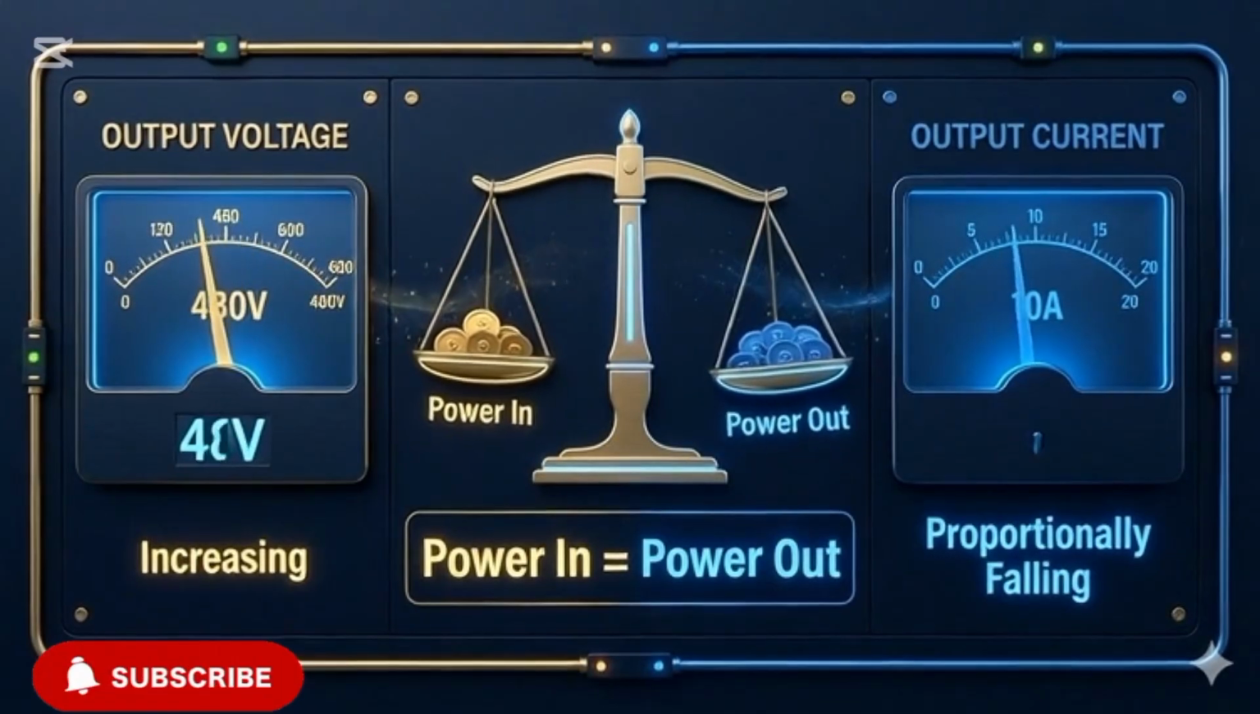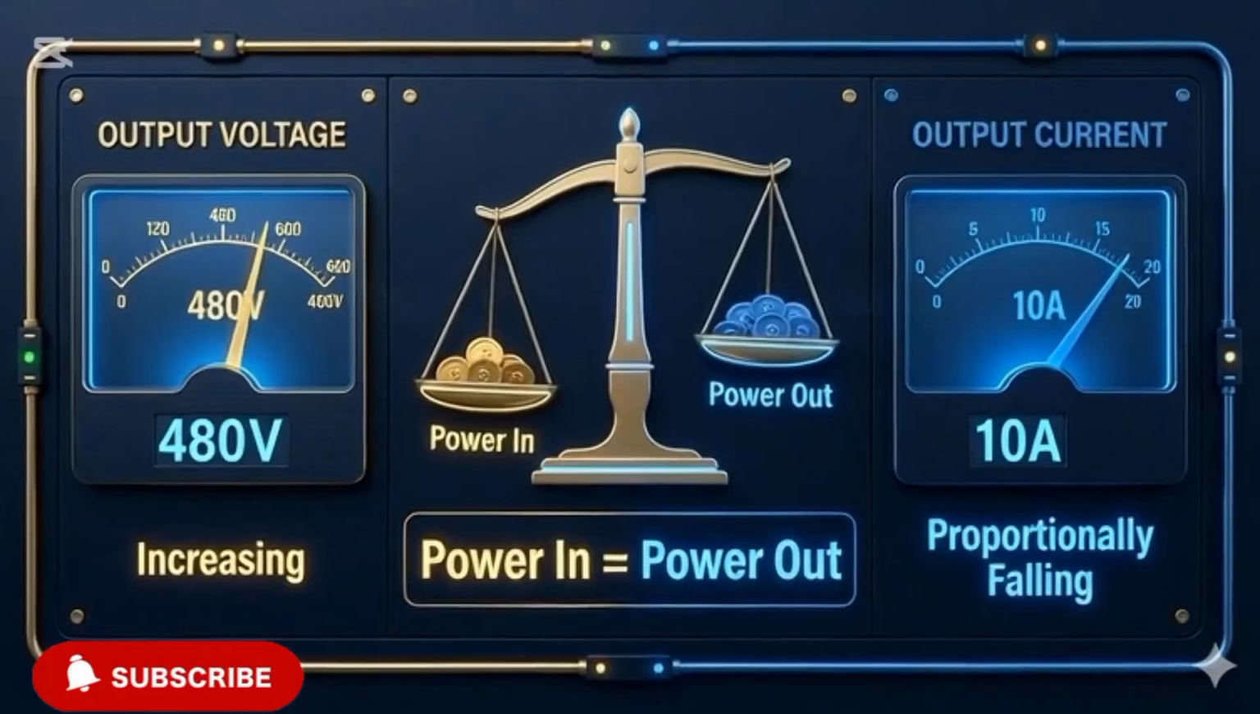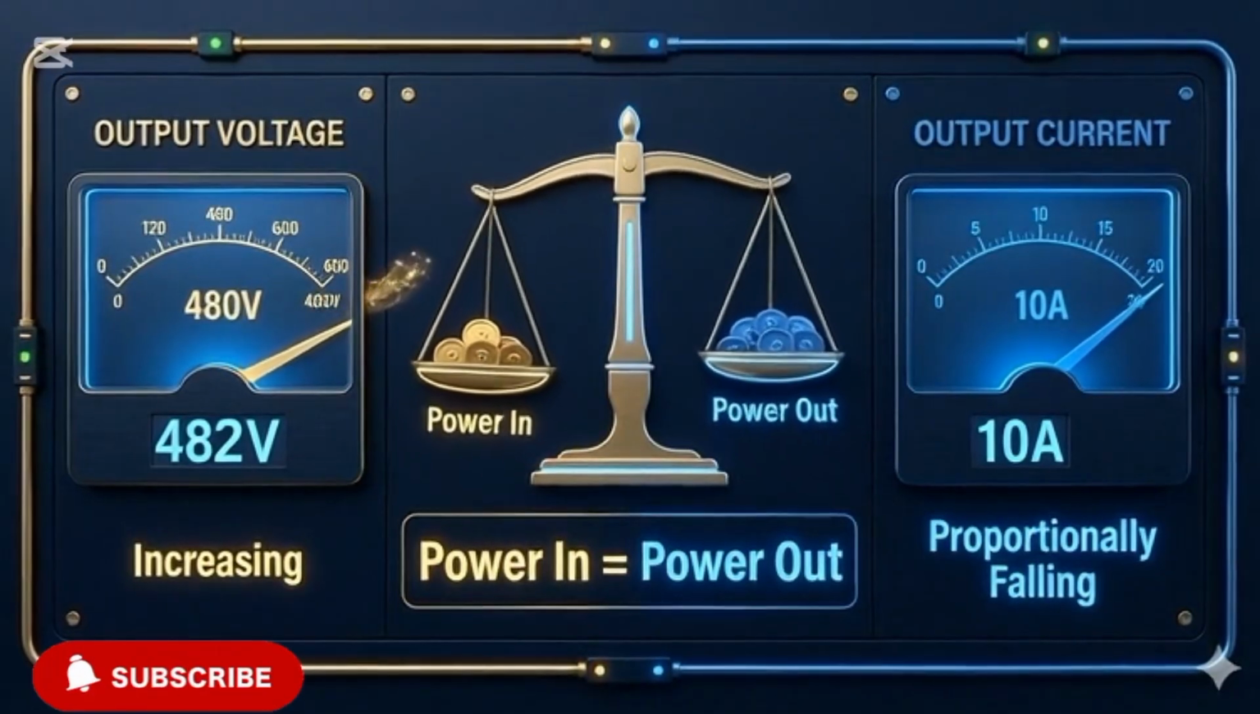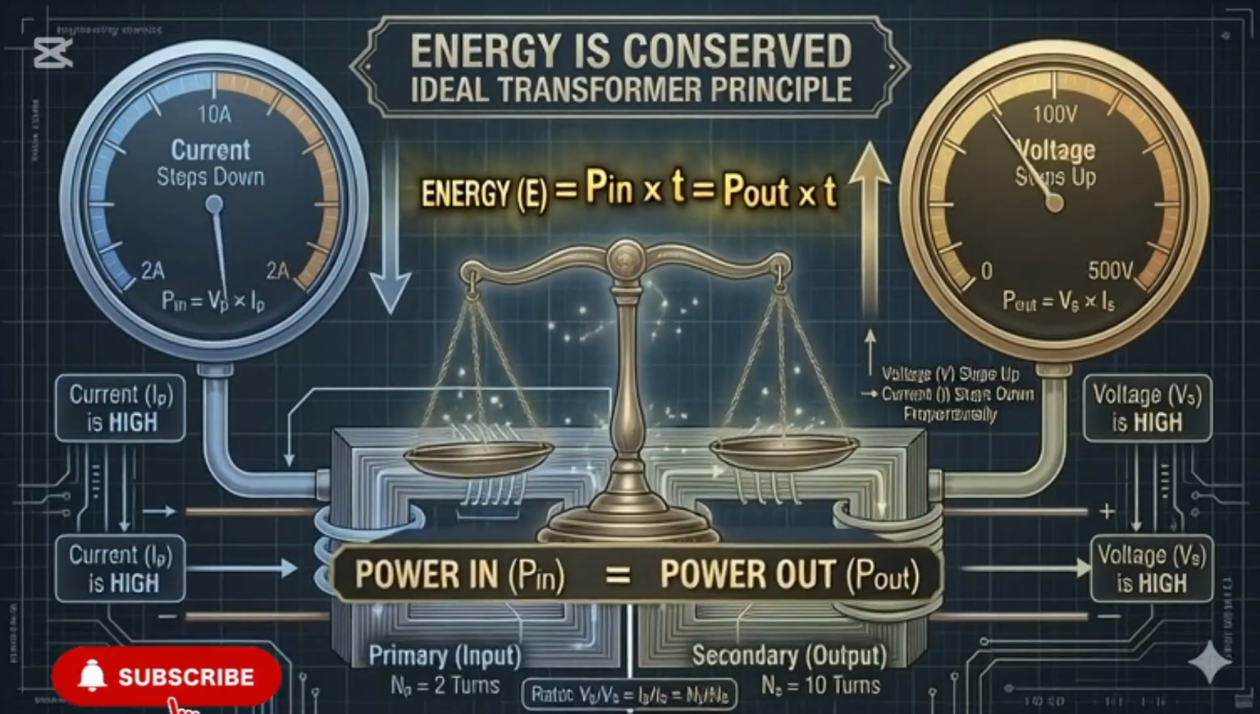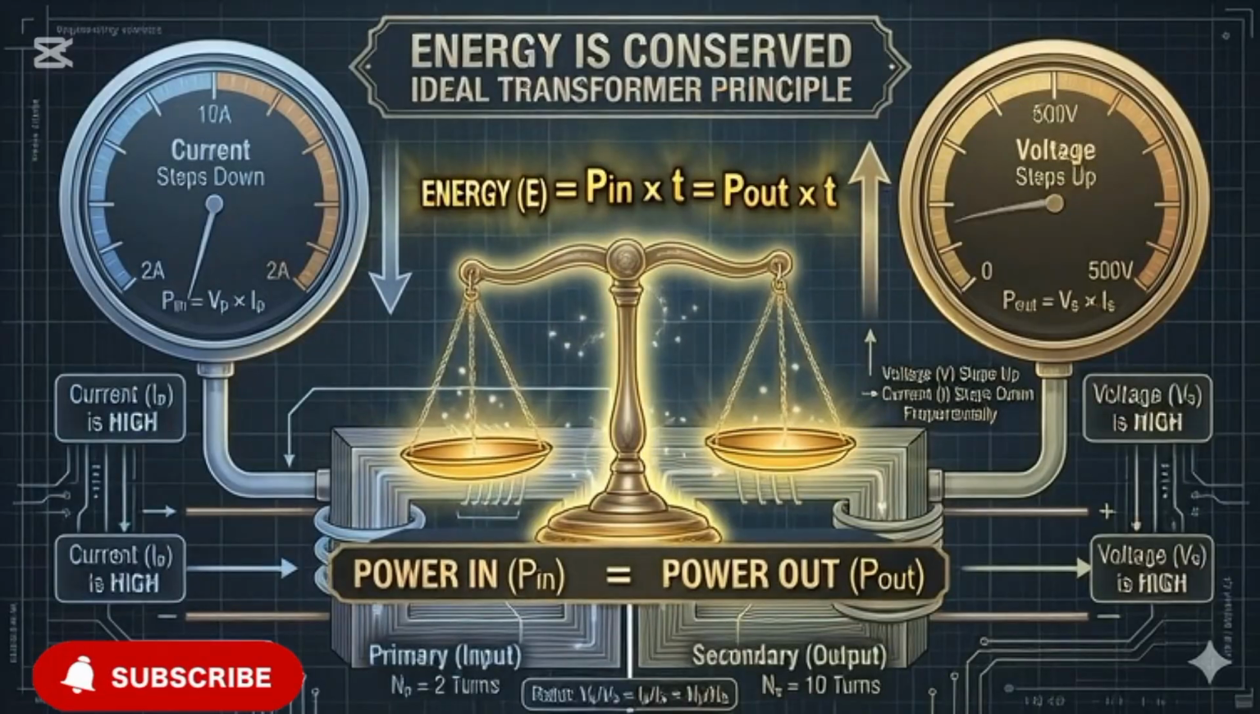Energy is conserved. When voltage steps up, current steps down proportionally. Power in equals power out in an ideal transformer.